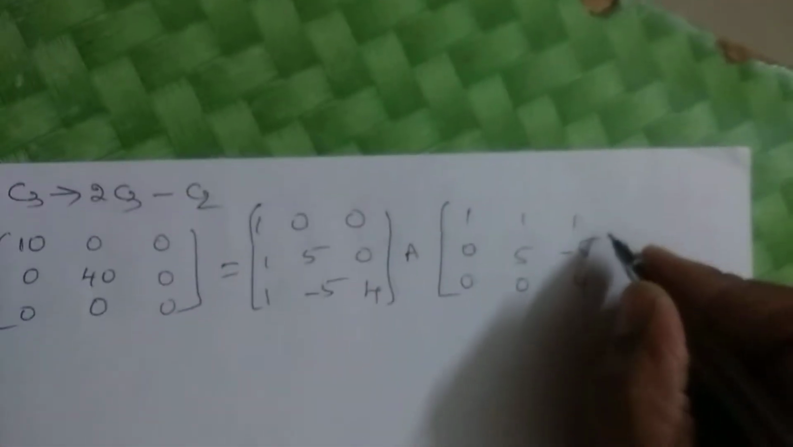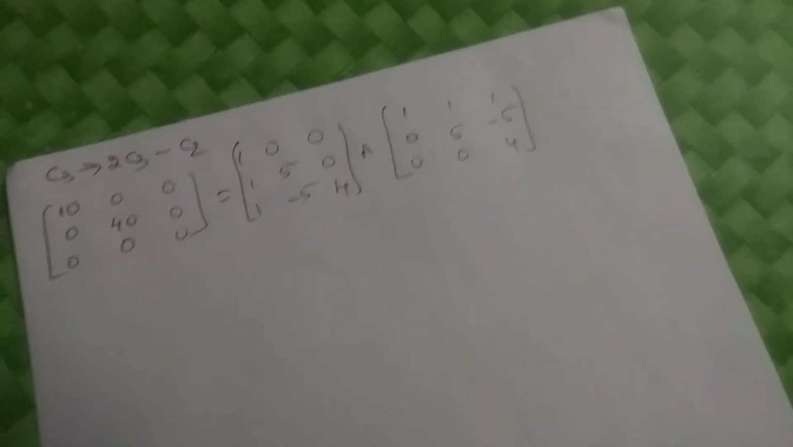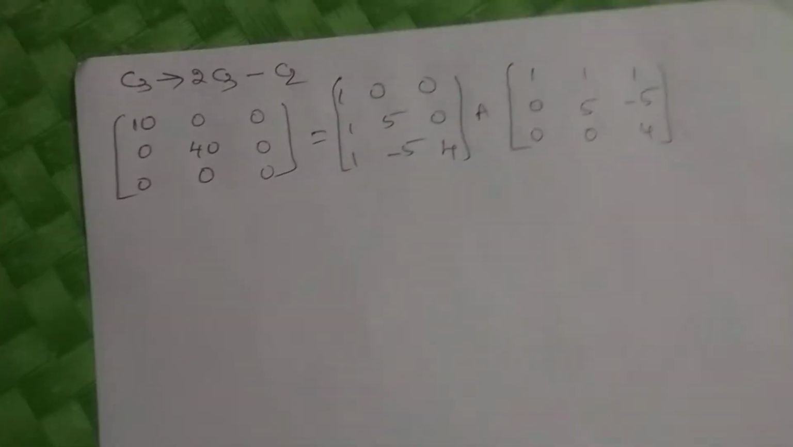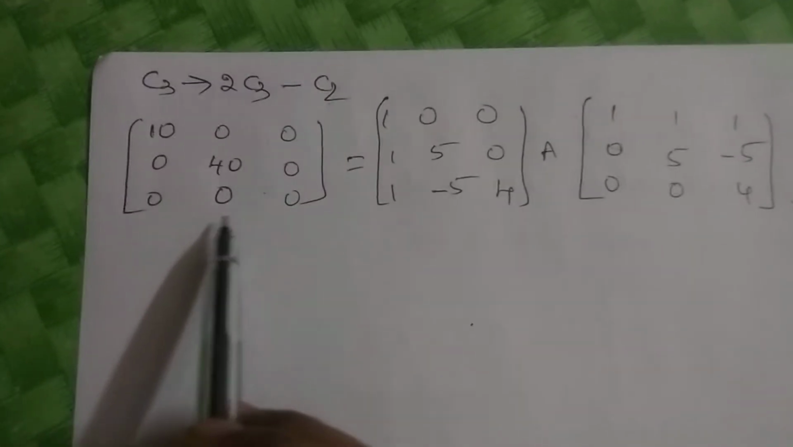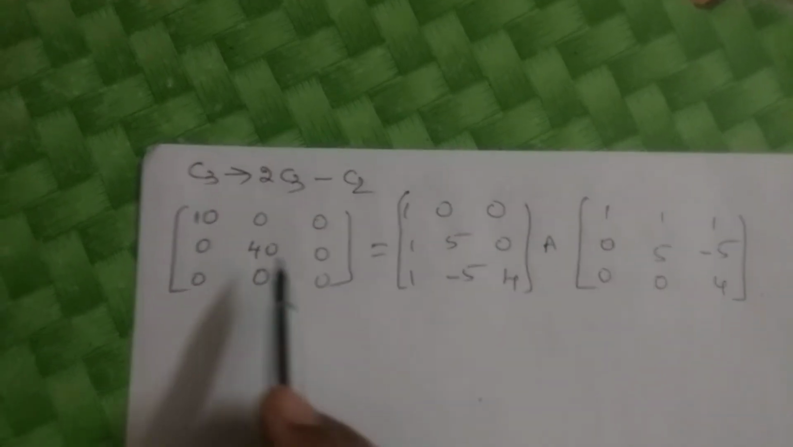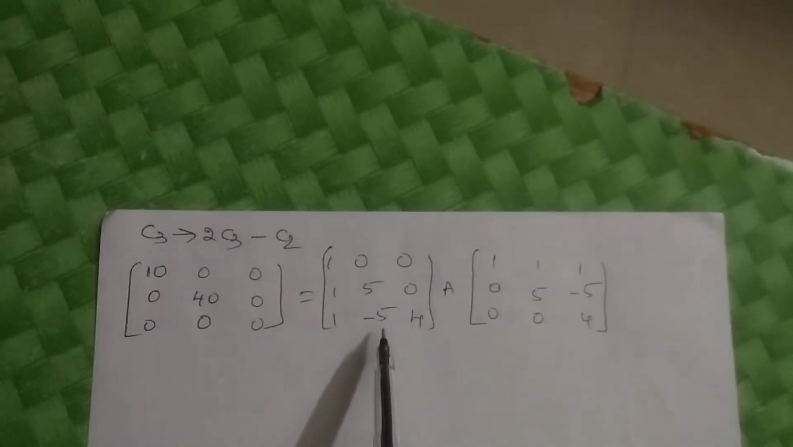1, minus 5 and 4. Okay, I think you understood now. Since we have used the column operations, we have applied them for the second matrix. And now what we observed is that this is the diagonal matrix, right? This is the diagonal matrix and all the other elements are zeros. So this is one matrix and this is the other matrix.